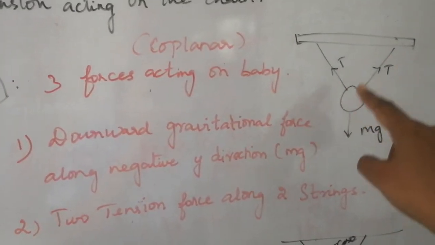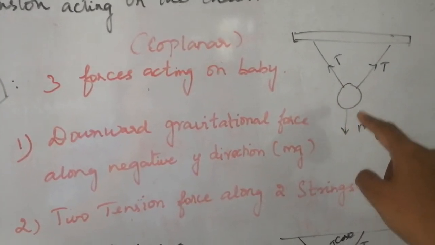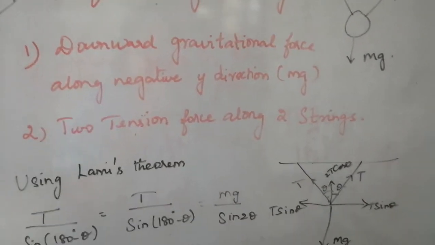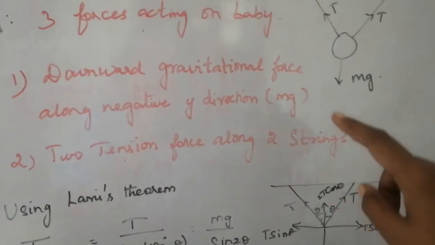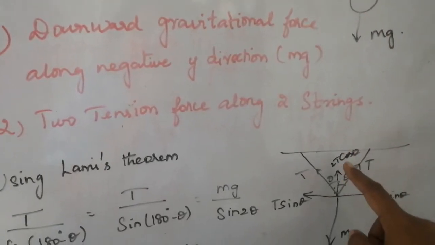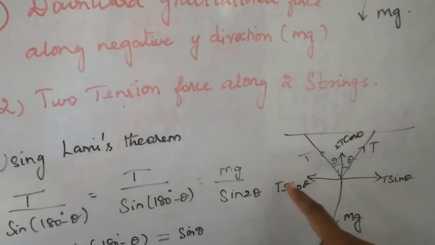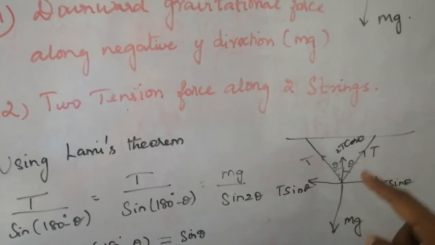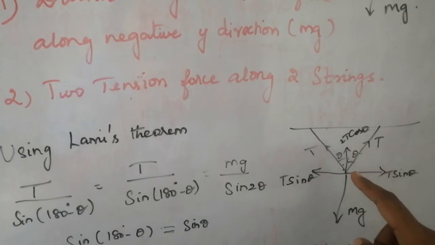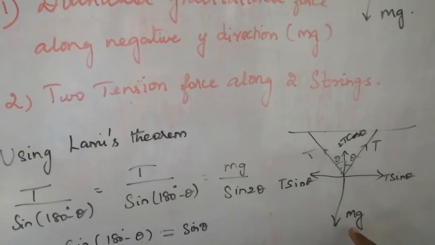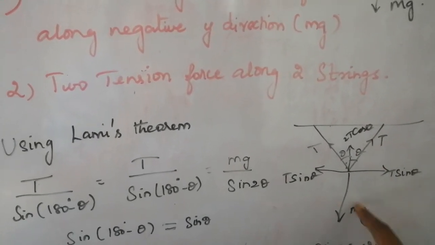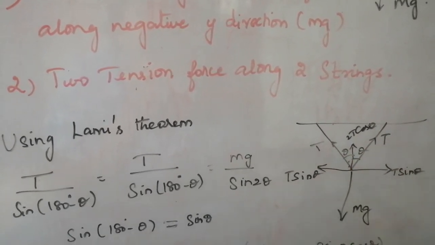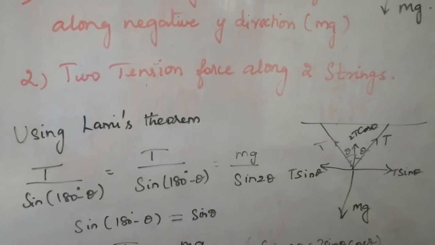You have three forces which are coplanar and concurrent, so for this you have to apply Lami's theorem. So you have to find the angle. Let me split this component into two, as horizontal and vertical components. Horizontal component is sine theta and vertical component is cos theta. So this is the downward gravitational force mg. Here this one is considered as angle theta and this is also theta. So now you have to apply Lami's theorem.